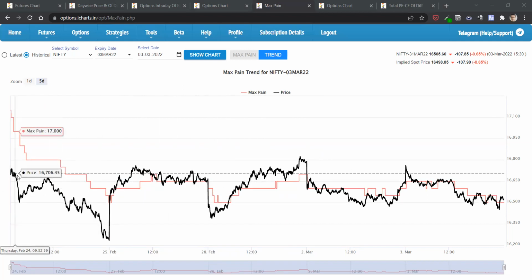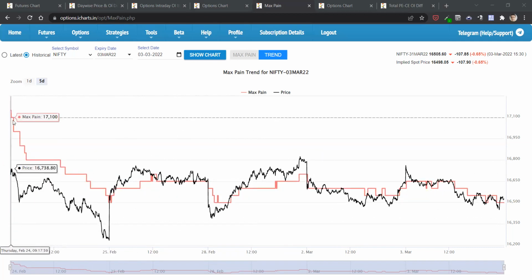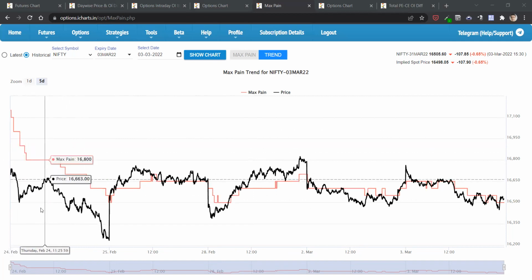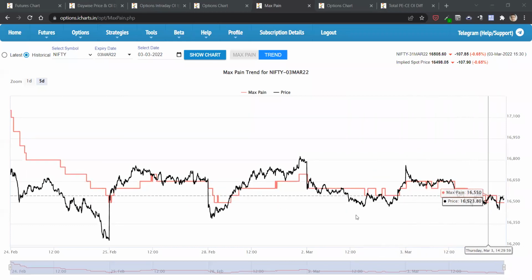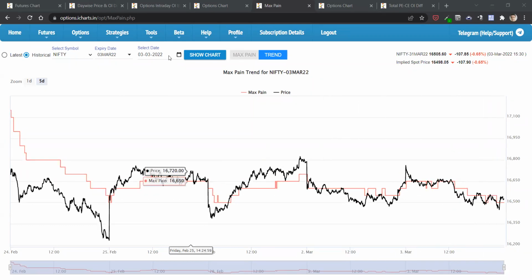You see, even this big move over here, max pain was continuously trending down throughout the day. Same for the expiry day. This is the expiry day. It kept trending down throughout the day. The idea is to just stay with the level of max pain on expiry day.